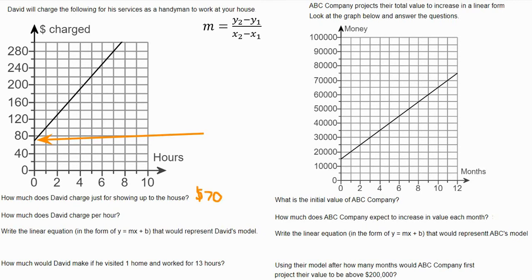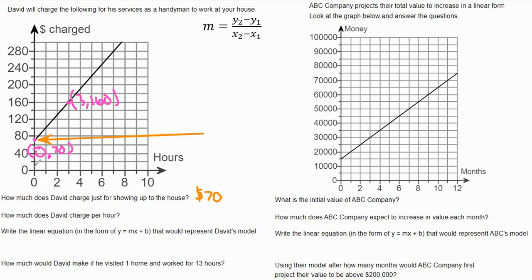The next part is, how much does David charge per hour? This is linear. So we could find two dots and then use our slope equation. Let's pick the original point, the y-intercept, which is the point (0, 70). Then we can pick another point that's pretty obvious. We want it to go right through a corner, and it looks like it goes through a corner right here. That would be the point (3, 160).